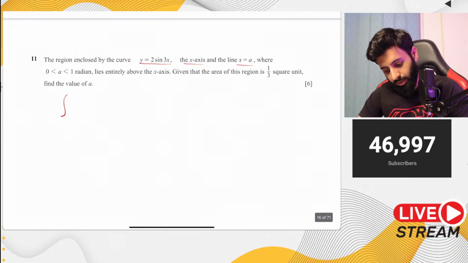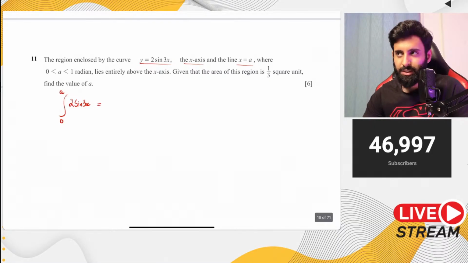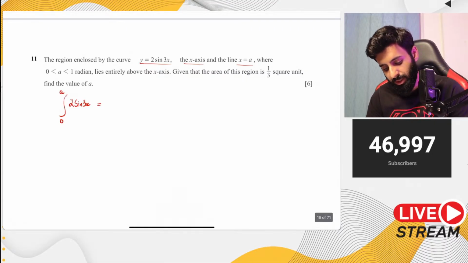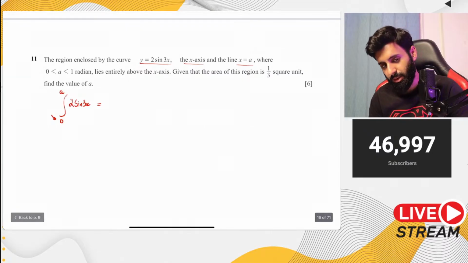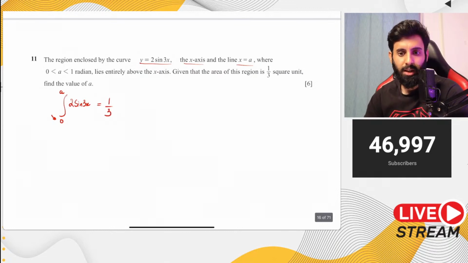Okay, so 2 sine 3x within the limits 0 and a is equal to what? Why 0 and a? How did I know that the lower limit is going to be 0? Think about it. How did I know that the lower limit has to be 0? Why not something else? It's worth thinking about. How did I guess that the lower limit is going to be 0? Or do I know for sure?